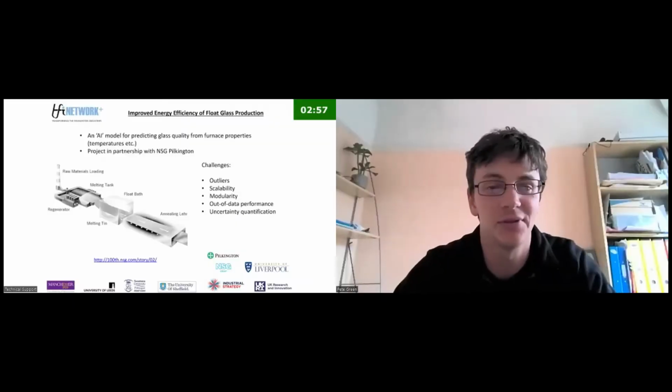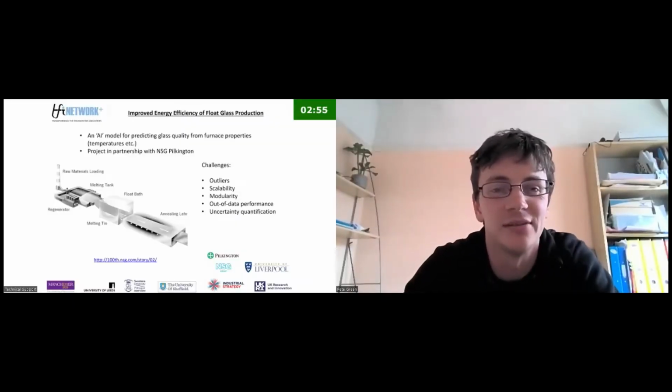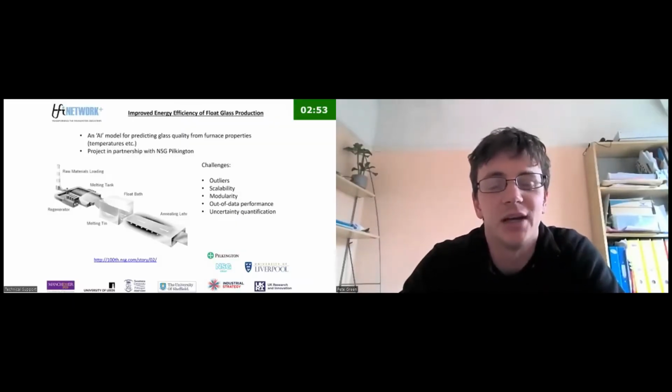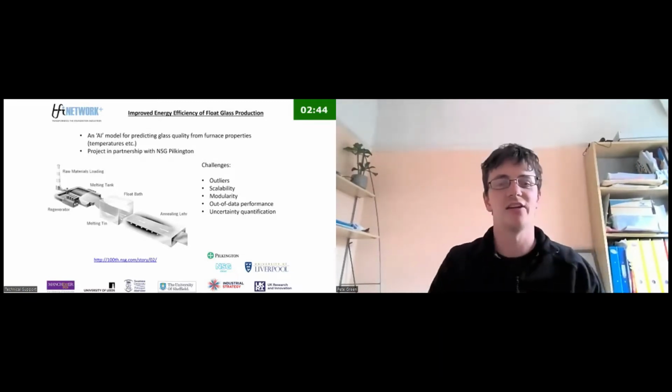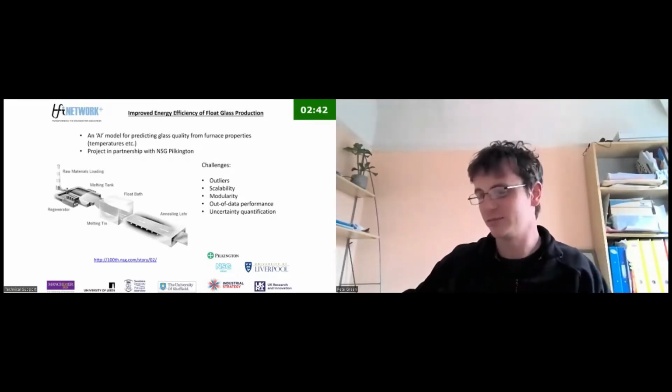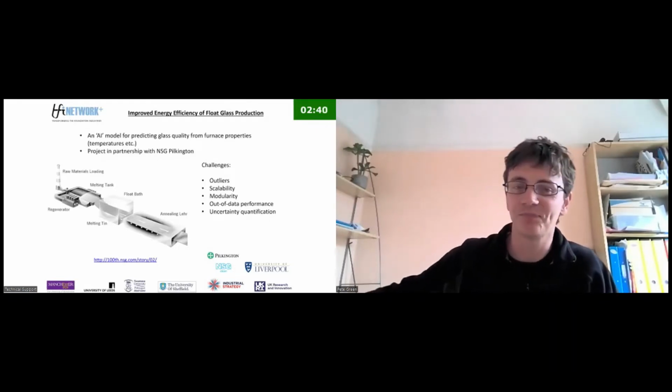Good afternoon, everyone. My name is Pete Green. I'm at the University of Liverpool, and we have this project with NSG Pilkington. They're making a float glass where, as the glass cools, it sits on a bed of molten tin to ensure that it's extremely uniform.